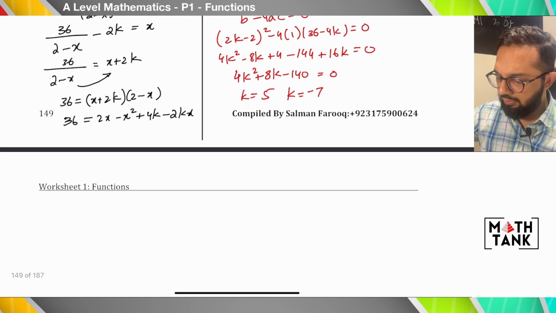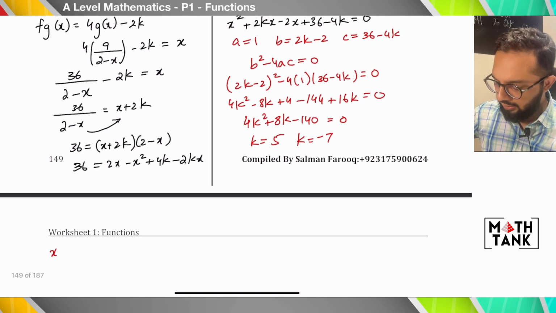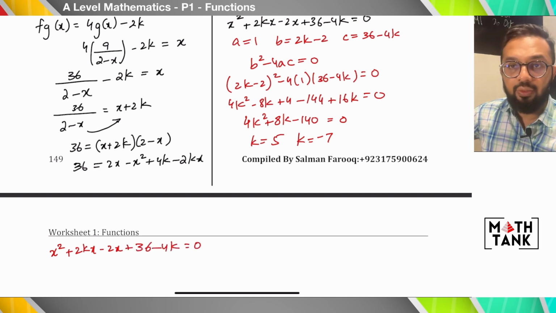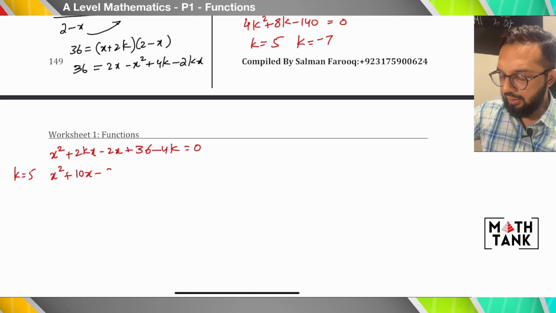So I'm going to again use the equation that I got from here and try to solve again. So my equation is x squared plus 2kx minus 2x plus 36 minus 4k. I'm now trying to find the values of x. So I'm going to use k equals 5 first and see what I get. x squared plus 10x minus 2x plus 36 minus 20. I've used k equals 5, so x squared plus 8x plus 16. So x equals minus 4.